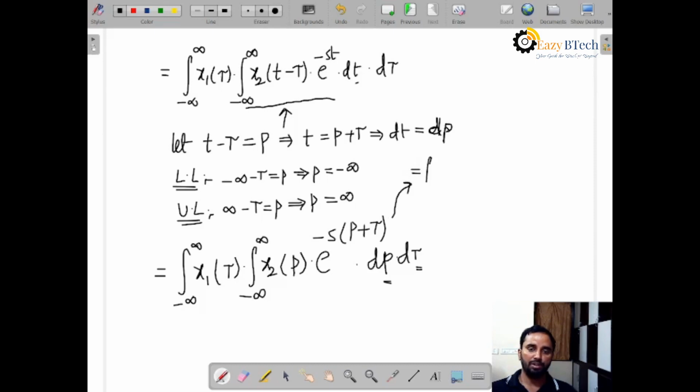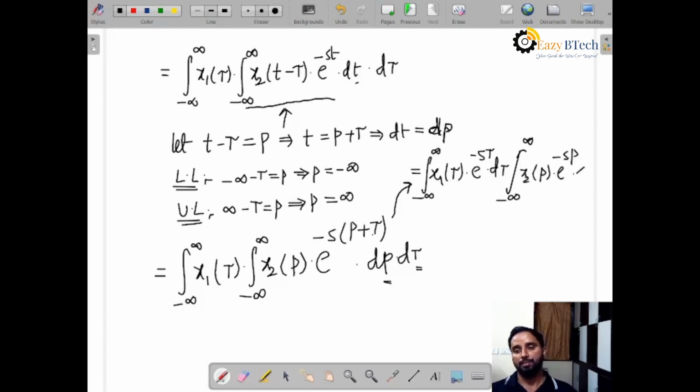So this is equal to the integral from minus infinity to plus infinity of x1 of tau into e to the power minus s tau d tau, this is the tau integration, and the integral from minus infinity to plus infinity of x2 of p into e to the power minus sp dp, this is the p integration. These two integrals are like the Laplace transform formula.